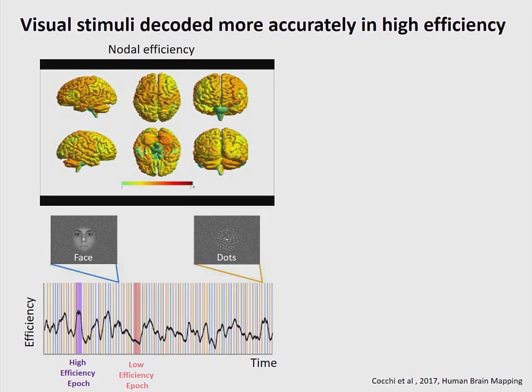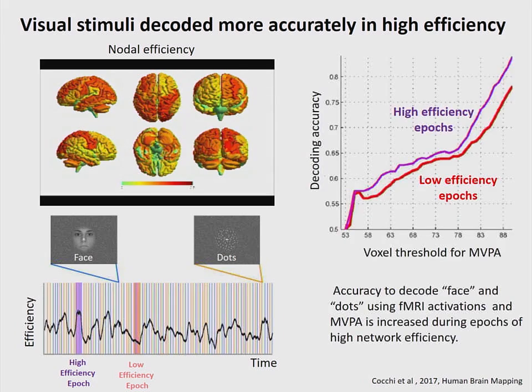What we then asked, we thought that these high efficiency states might represent a period of time when the brain is in a responsive or a vigilant state. So we separated the stimuli according to whether they were presented in a high or low efficiency state. And we hypothesized that those periods where the stimuli were presented in a high efficiency state would lead to improved decoding performance. This is because the brain in that particular time epoch would be vigilant, it would be more responsive. And indeed, that is what we found.